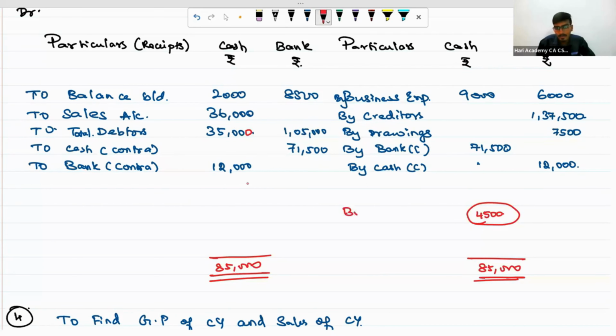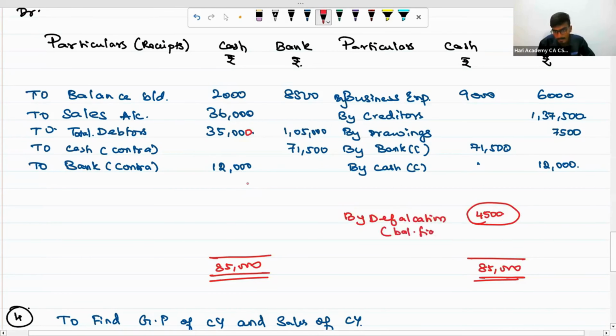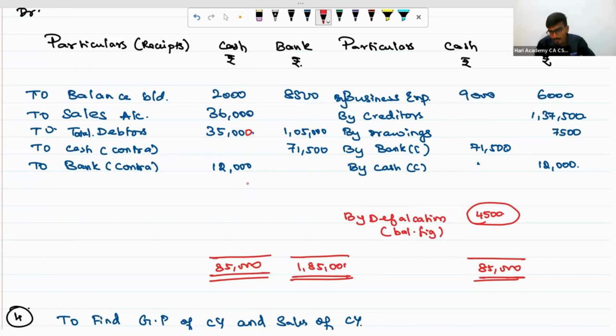So we will write by defalcation. In brackets, write down balancing figure. 4,500 we have done. Now try to balance the bank side. It is 8,500 plus 1,05,000 plus 71,500, which is 1,85,000. Same, put 1,85,000 here.